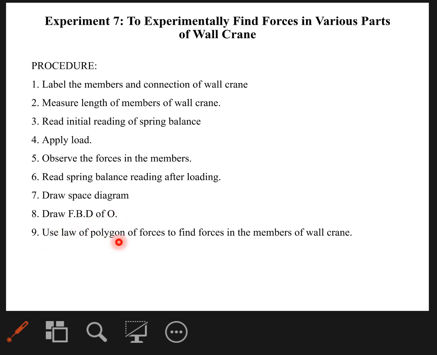You have to use the law of polygon of forces in order to find forces in all the members of the wall crane. Since we're talking about a system which is a concurrent force system and a coplanar force system, we will be using the law of polygon of forces in order to obtain the graphical solution and find the unknowns.